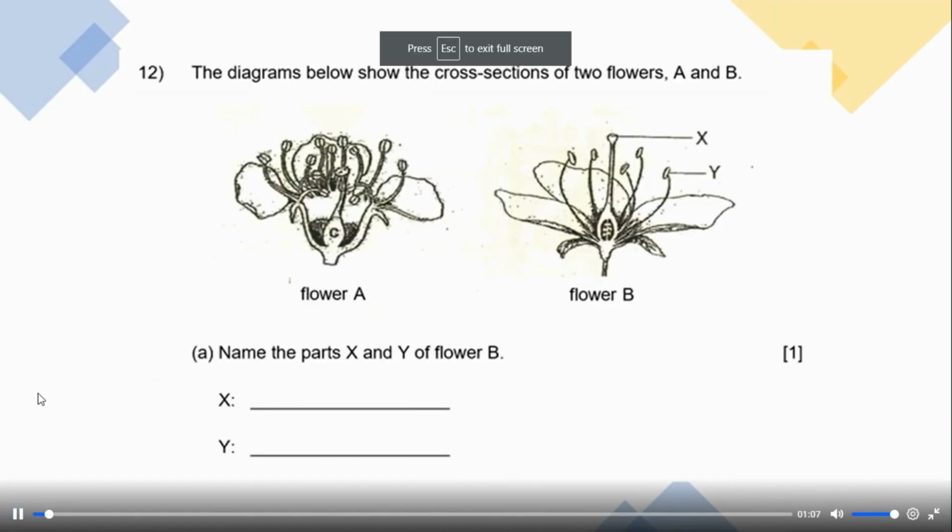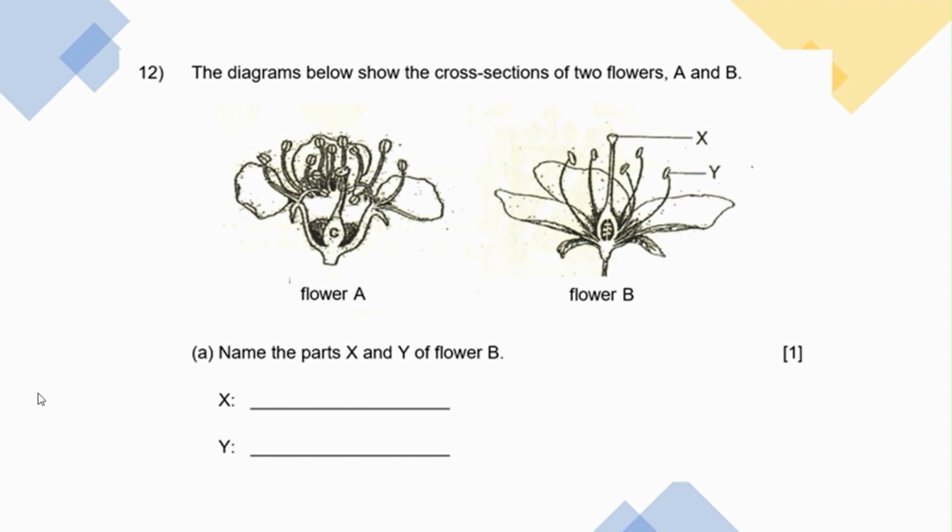Now let's look at question 12. The diagram below shows the cross-section of two flowers, A and B. We are supposed to name the parts X and Y of flower B. One thing we need to take note of is that each flower has one stigma, but they can have many anthers. So X will be the stigma, Y will be the anther.